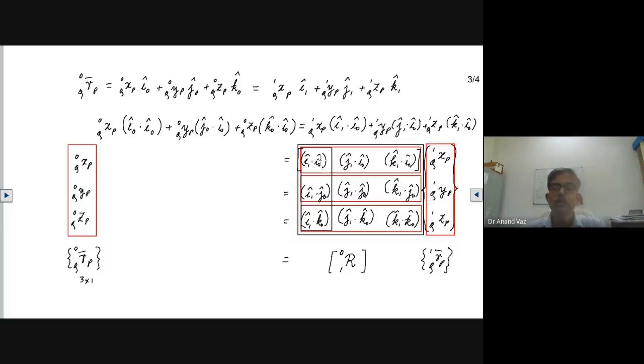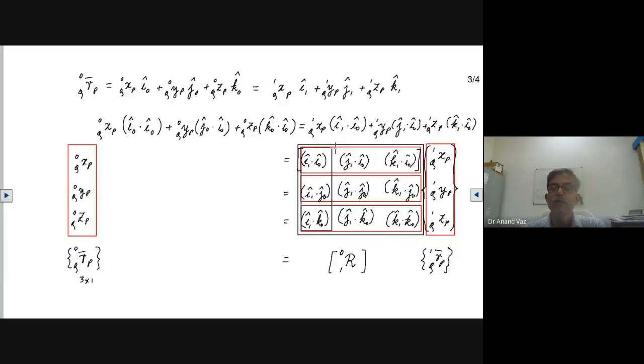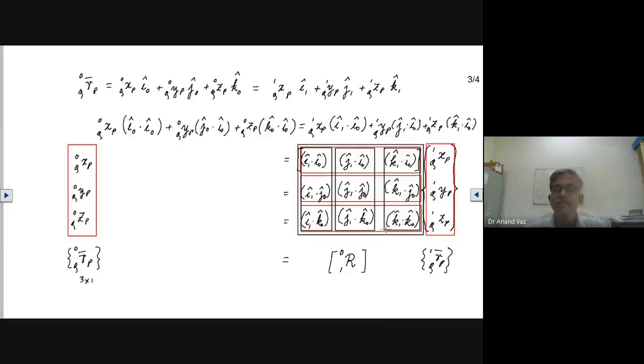Just look at this column. Look at this column. Yeah, you're right, it is the transpose. Each one, the two transformations are related to each other. You can see here, so you have these three columns. Now, what are these three columns?